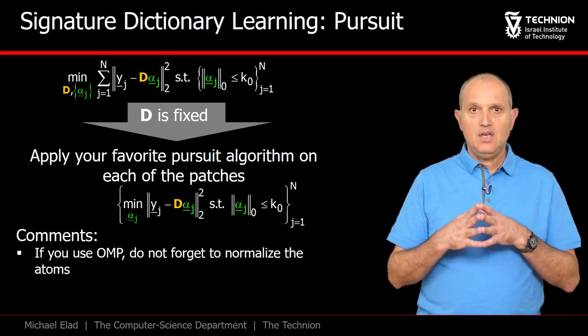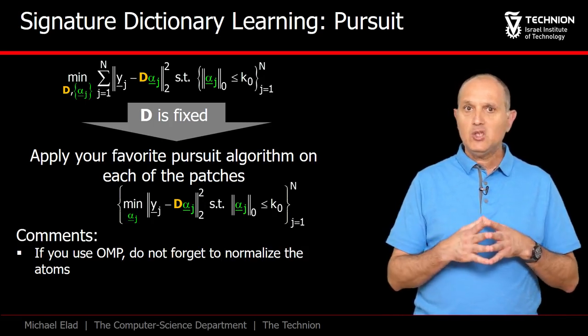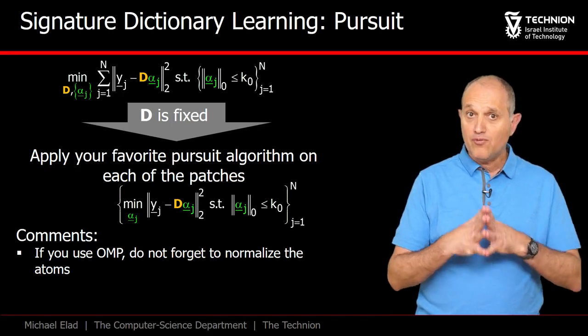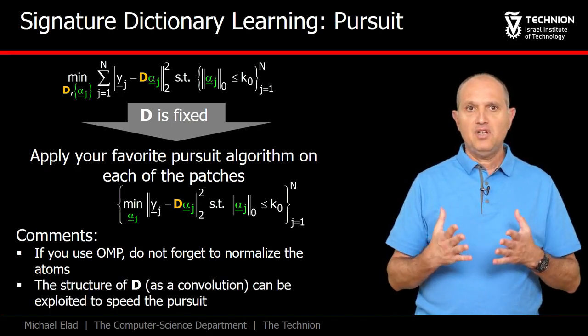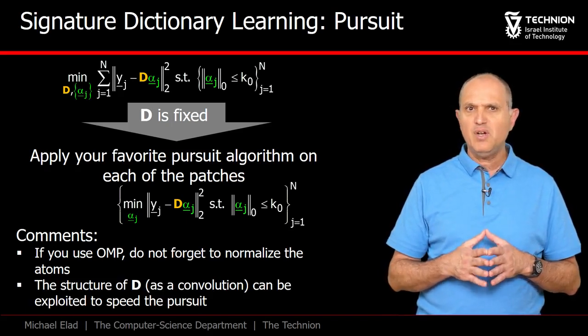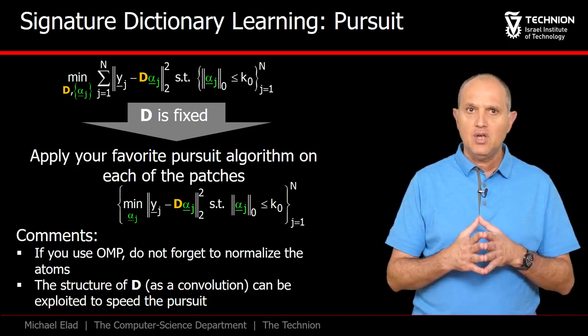Note that in the transition from a signature d to a dictionary capital D, the atoms are not normalized, and this must be taken into account when using OMP, for example. Also, since D has such a convenient convolutional structure, this could be exploited to speed up the pursuit. We will not dwell on this option here, as our focus is on the dictionary update stage that comes next.